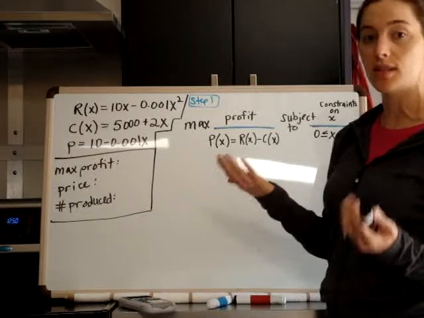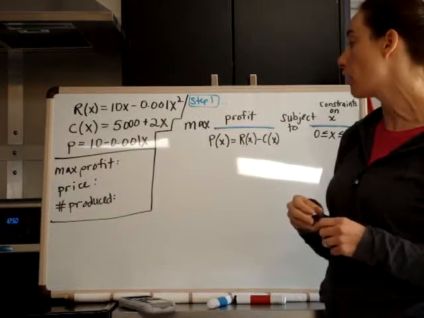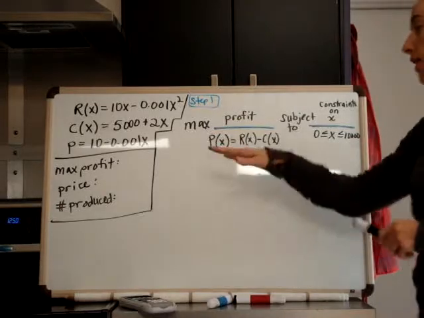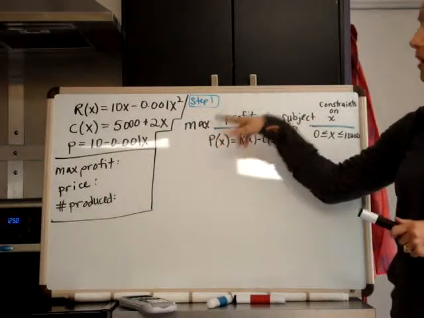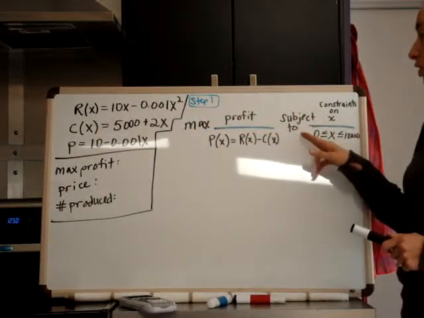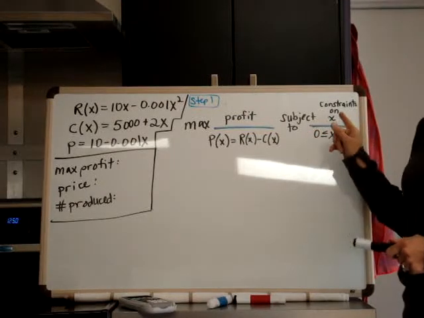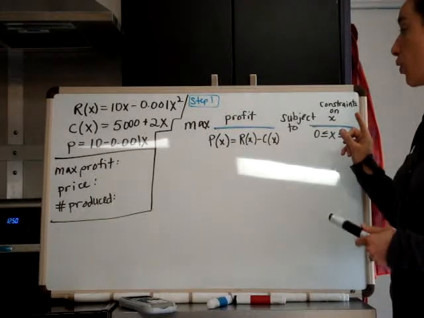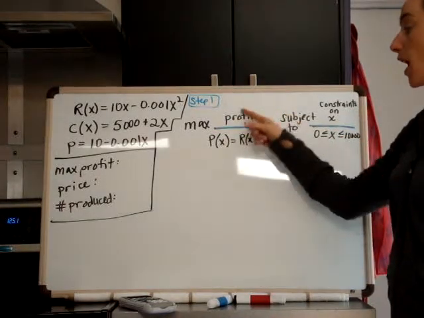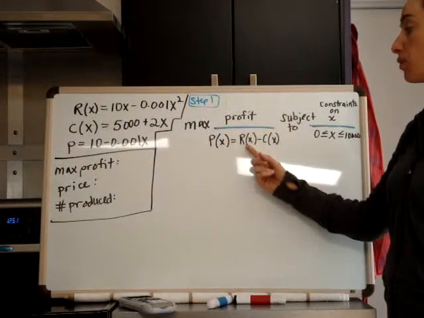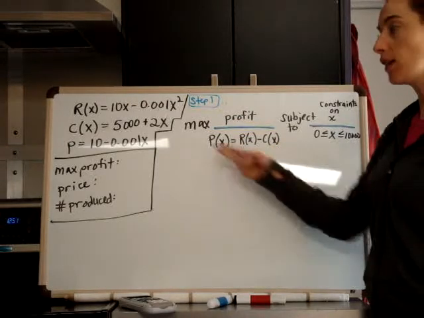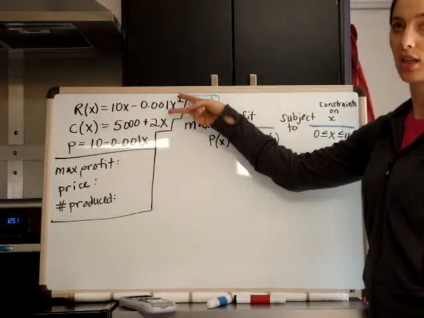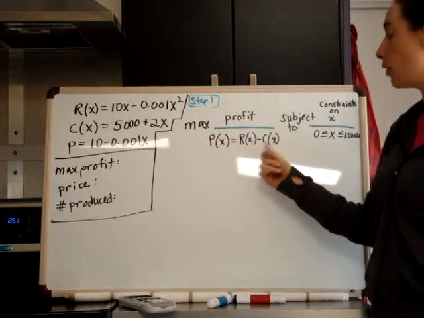So we need to start with step 1, which is to figure out our functions. My template here is that I need to maximize profit subject to the constraints on x, and x is the number of markers being made and sold. For the profit, I have to know that profit is revenue minus cost. But luckily, I have both of those functions right here, so finding the profit won't be too horrible.